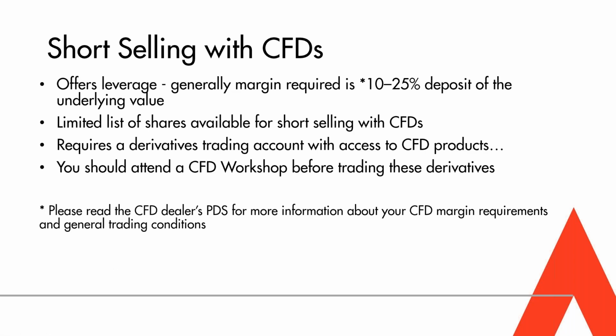So short selling with CFDs offers you leverage. Generally, the margin requirement for a CFD is between 10 to 25%. So it's a margin deposit based on the underlying value of the stock. Now, the key word there is it's a deposit, which you get back should you have a winning trade. So in our example, we made a profit. So the 10 to 25% deposit we had to put up would then be returned to your account along with your profits.